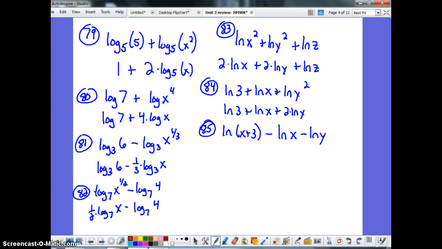All right, so 79, you have two things being multiplied. So they each get their own logs. The log base 5 of 5 plus log base 5 of the x squared. Log base 5 of 5 is just 1. Bring the exponent out to the front so you get the 2.